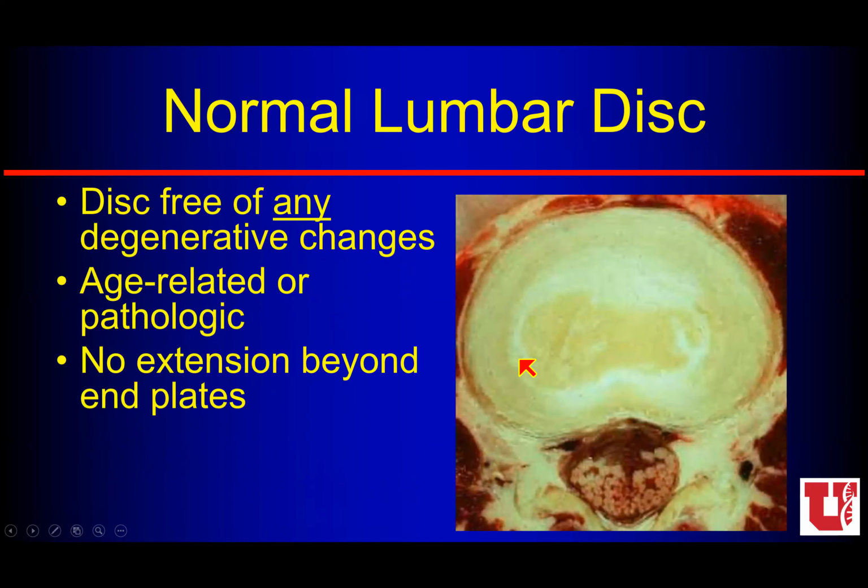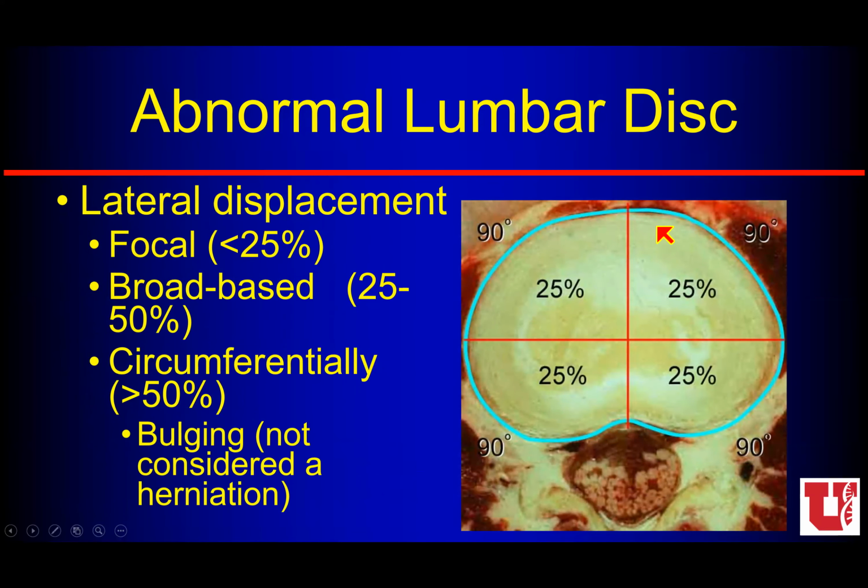Now, normally we want the disc to be free of any degenerative changes, whether those are age-related or pathologic, with no extension beyond the end plates themselves. And when we think about something that is extending beyond the end plates, we think about the percentage of the quadrants of the vertebral body itself. So is it less than 25% around? Is it between 25 and 50%? Or is it circumferential, more than 50% all the way around? So here, bulging is not considered a type of herniation when we think about abnormal lumbar discs.